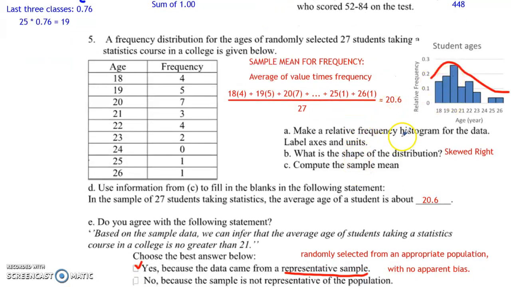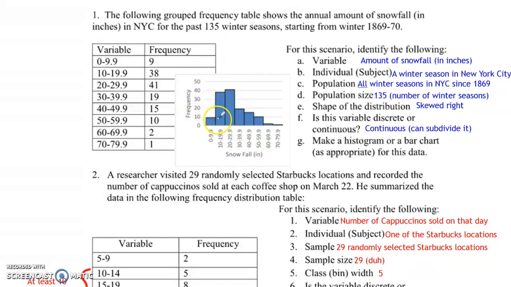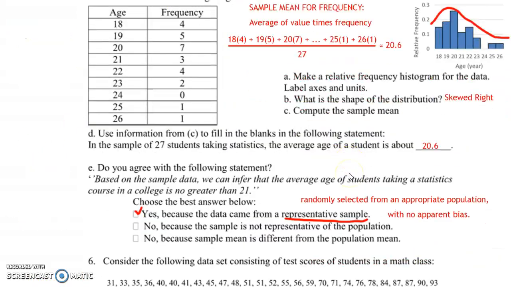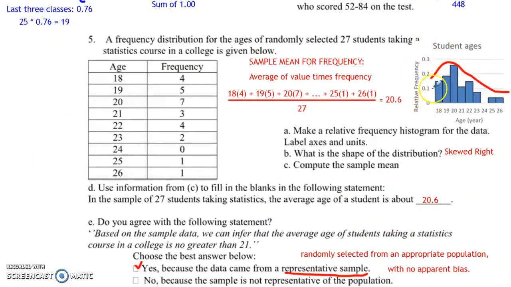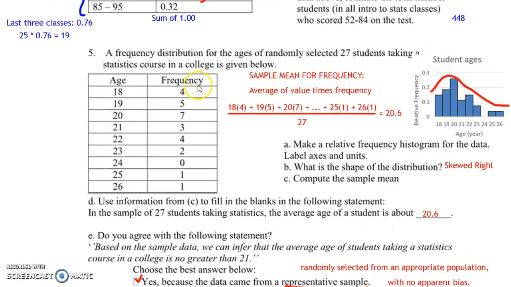Then it asks us to make a relative frequency histogram. A relative frequency histogram is only different from a frequency histogram, which is this, because on a frequency histogram, the Y values are actual frequency numbers, whereas on a relative frequency histogram, the Y-axis is these decimals, not frequency, but relative frequency. And in order to turn frequency into relative frequency, we take each of these numbers and divide by the total.